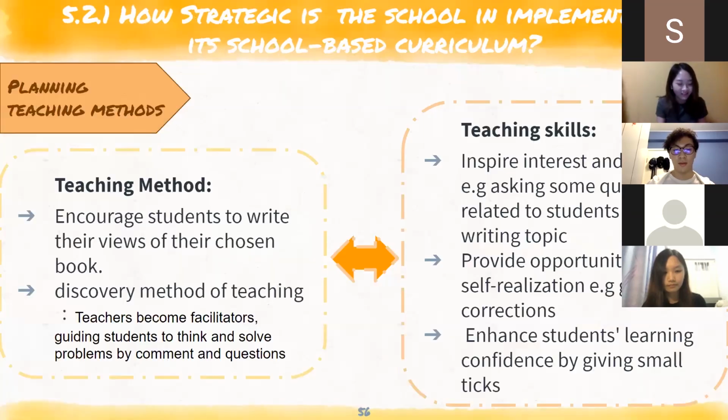For the learning method, the teacher not only encourages students to write their views on their chosen book, but also uses the discovery method of teaching, where teachers become facilitators, guiding students to think and solve problems through comments and questions. For teaching skills, teachers inspire interest and curiosity, such as self-recognition and realizations, for example, the grammar corrections, and enhance students' learning confidence by giving them some small tips. And the next page.